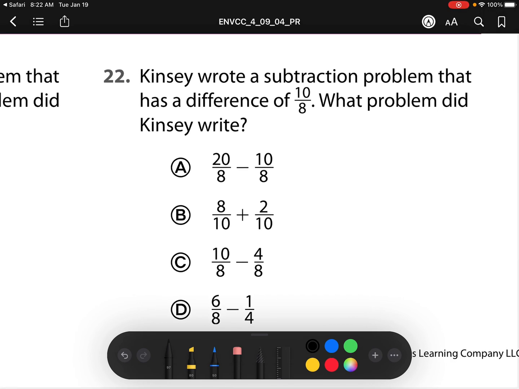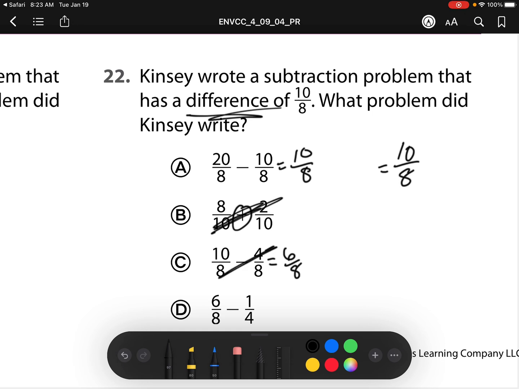Now number 22. Kinsey wrote a subtraction problem that has a difference of 10/8. So remember, that means our answer is 10/8. What problem did she write? So let's check. 18/8 minus 8/8 is 10/8. So it looks like it's going to be A. We'll check the others. Here it says difference, and I see this is an addition problem, so it's not B. We're going to have to check it. 10/8 minus 4/8 is 6/8, which is not 10/8. And 6/8 minus 1/4, well, that doesn't have like denominators, so we're not even going to bother with that one. So our answer is A.